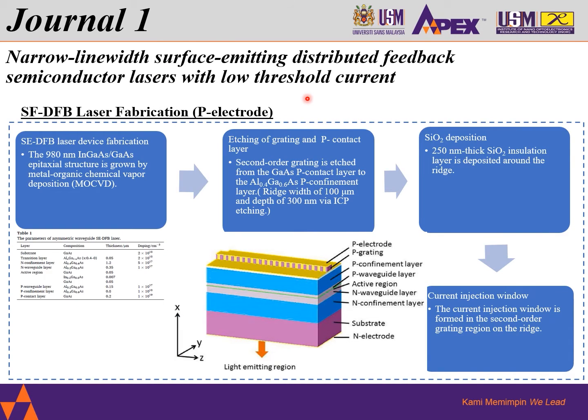After finish with grating fabrications, next we're going to focus on P electrodes. Overall, this epitaxial structure is grown by metal organic chemical vapor deposition MOCVD. And the top part is etched until it left with this ridge width of 100 micron and depth of 300 nanometer via ICP etching. And then it followed by the silicon dioxide depositions. A 250 nanometer thick of silicon dioxide insulation is deposited around the ridge. As for the current injection window is then formed in the second order grating region on the ridge.